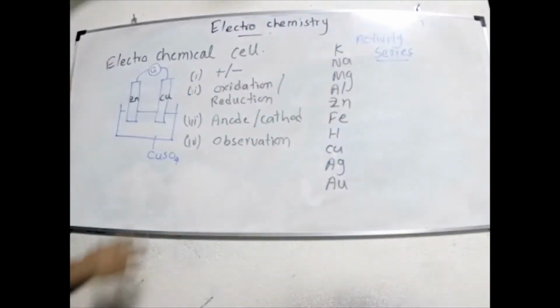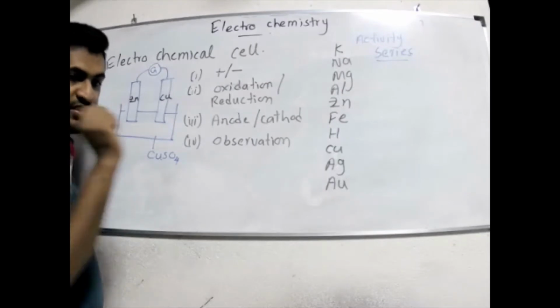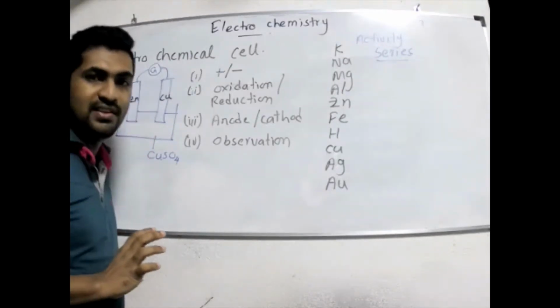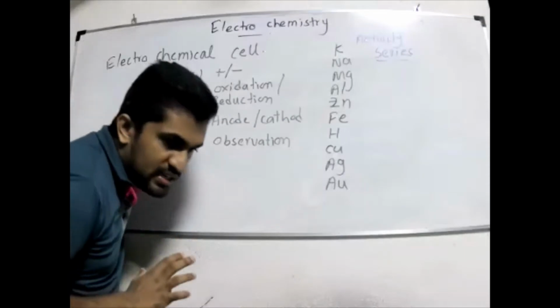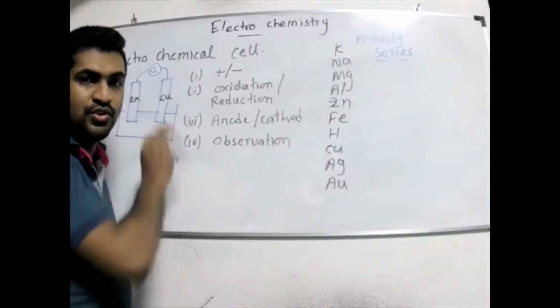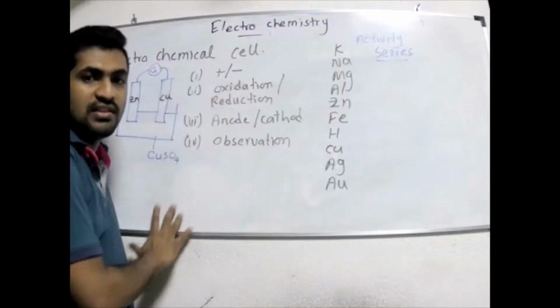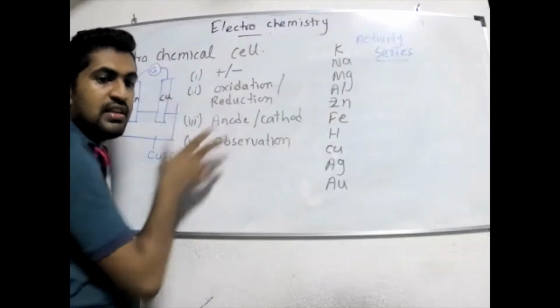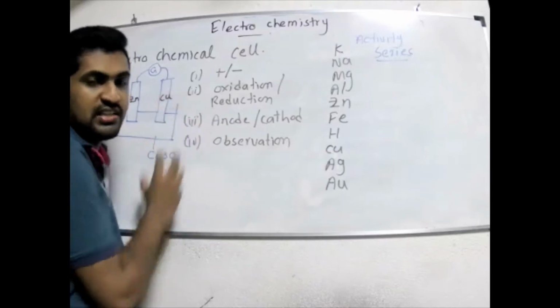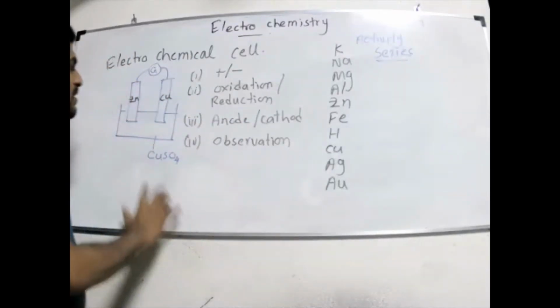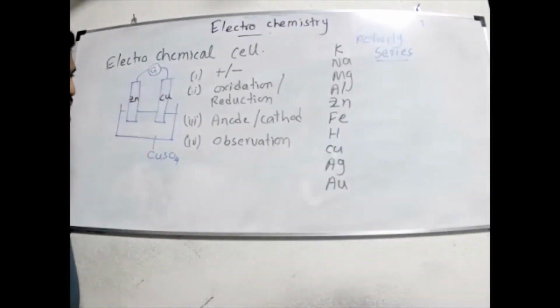Here I am. Zinc and copper, two metals. Listen to me carefully, yeah? Because you have to understand this concept. Without understanding this, without getting the concept, you can't understand this electrochemical cell. First, you have to get the concept. This is the concept. Zinc and copper, two metals.